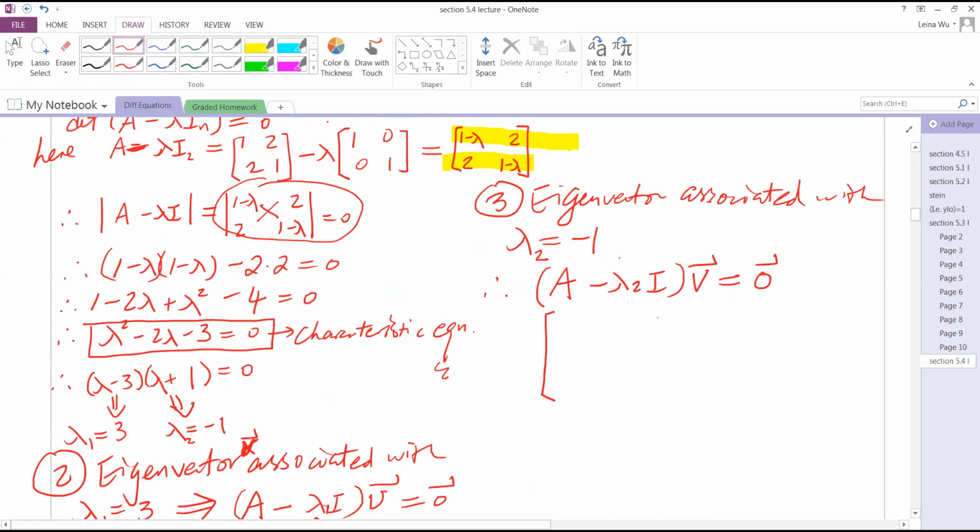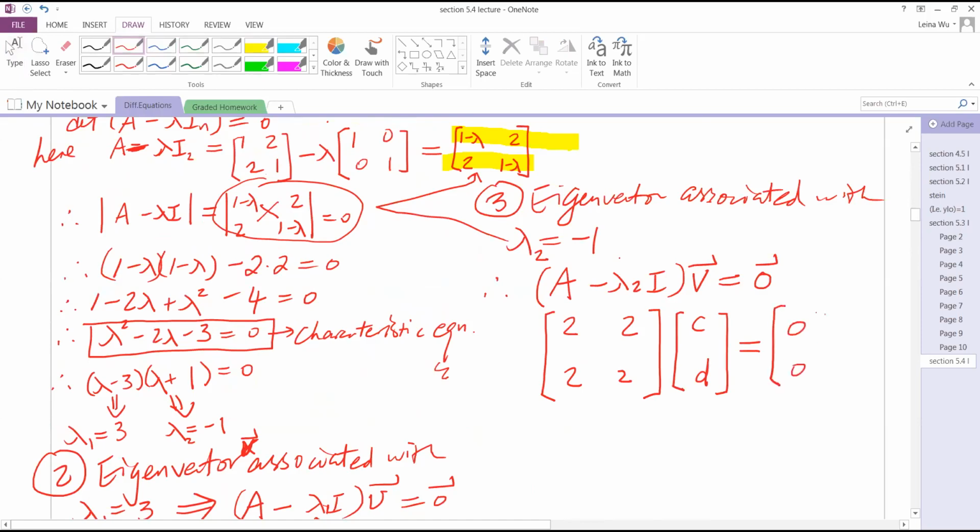And we have said the quick way to get this coefficient matrix, A minus lambda I. What's the quick way, folks? Just plug it in. Plug here: 1 minus lambda, 2, 2, 1 minus lambda. Here, lambda is -1. When you plug -1 in, I have 2, so 2, 2, 2, 2. Vector v, let's call it c, d, to be different from a, b. And it equals to 0 vector, which is 0, 0.